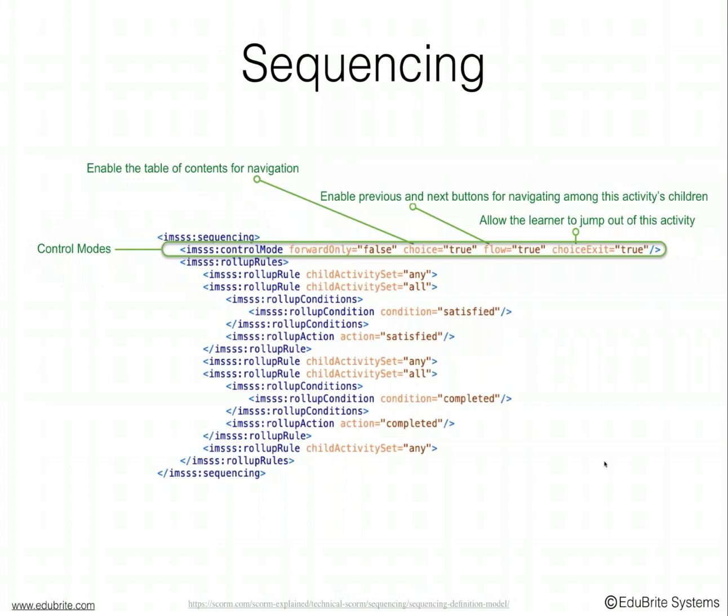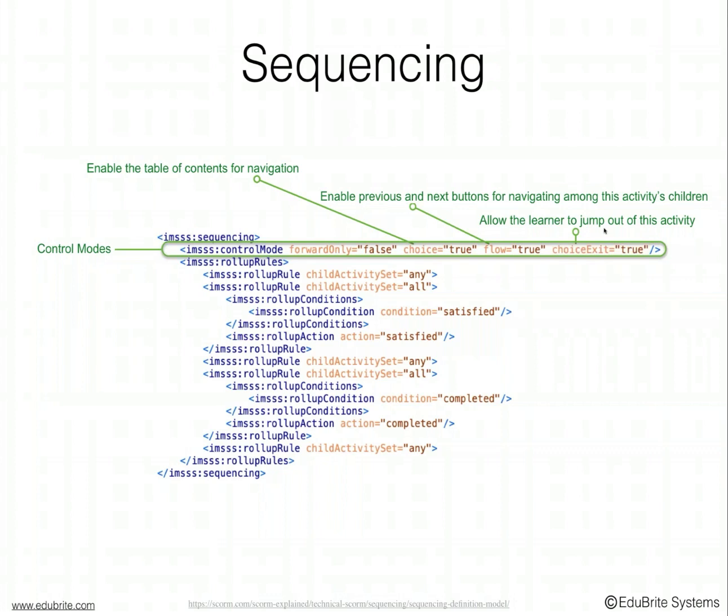Each of these has its own unique attribute, and these attributes allow or enable certain things, like the table of contents for navigation, which is controlled by this choice attribute here. Flow enables previous and next buttons for navigating, and choice exit allows the learner to jump out of this activity. Furthermore, it orchestrates the flow and status of the course as a whole.